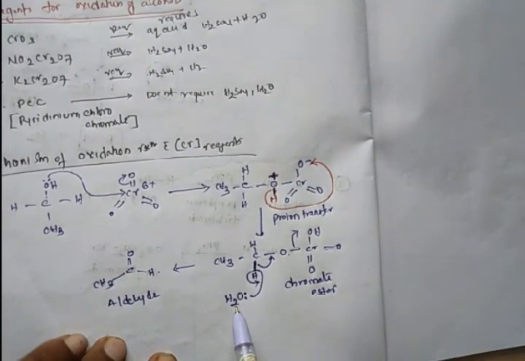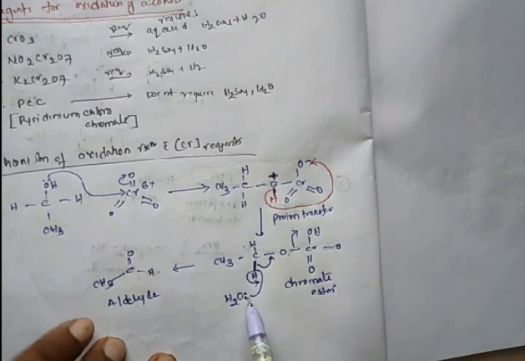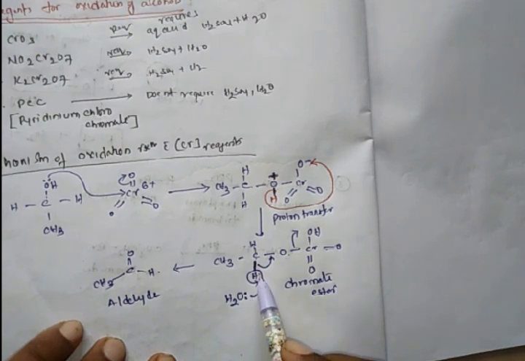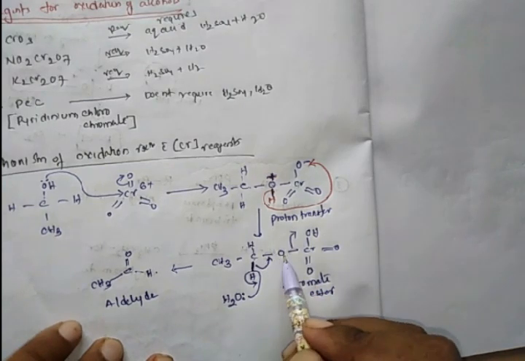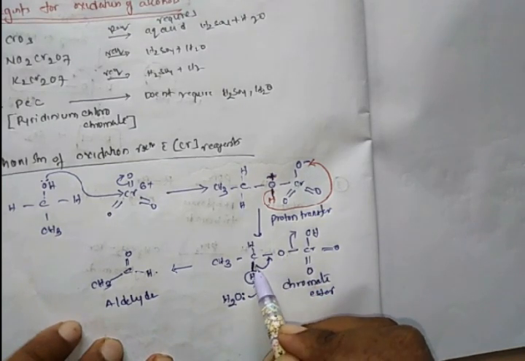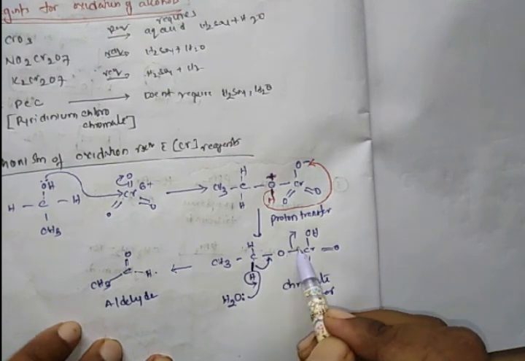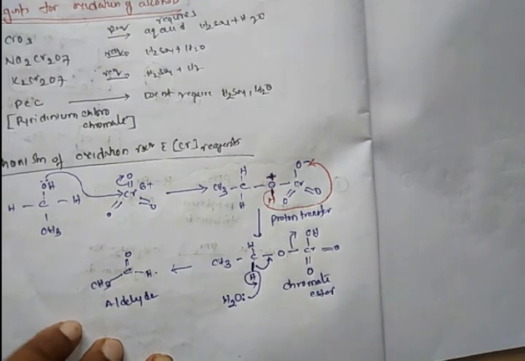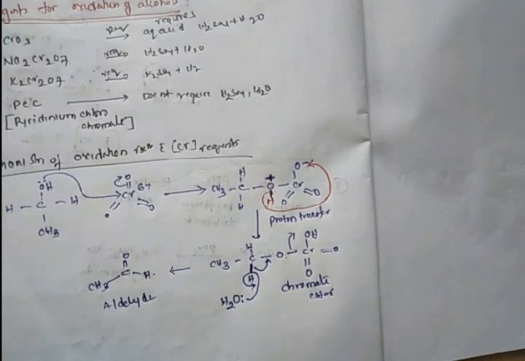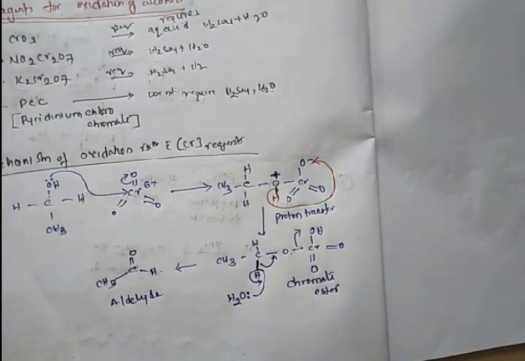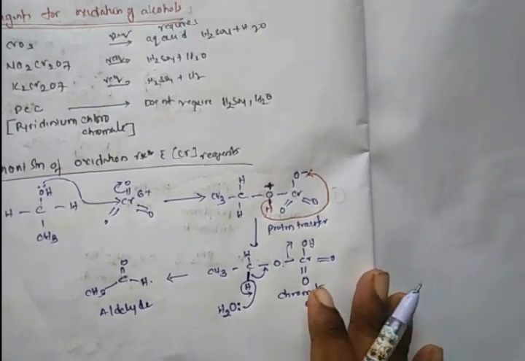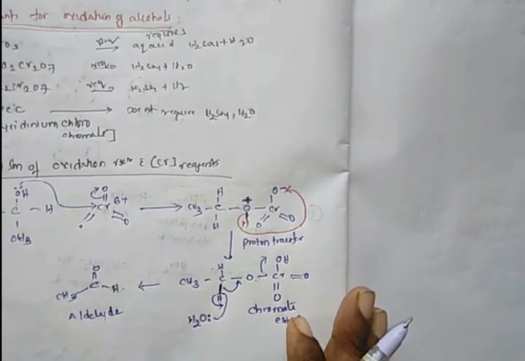This chromate ester, whenever exposed to the water in the reaction medium, the water acts as a base. It abstracts this proton of the carbon atom next to the oxygen atom, and the electrons present in this carbon hydrogen bond shift to the carbon oxygen bond, and this chromate group leaves away from this oxygen atom and forms an aldehyde. This is the mechanism of this oxidation reaction.